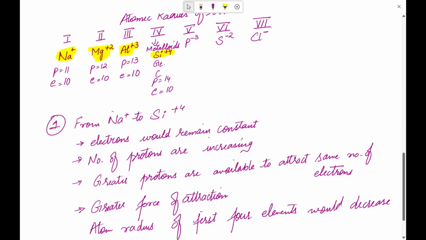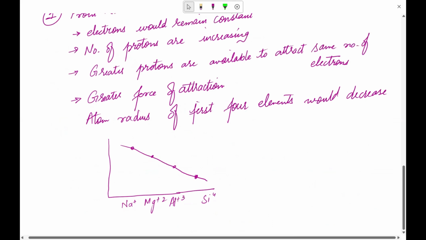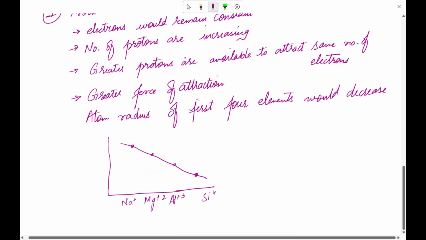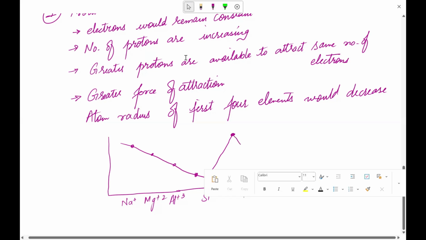From phosphorus, you might have seen this thing, that it is going to gain electrons. It is not losing electrons, so it is going to gain electrons. In the same way, sulfur is also going to gain electrons, and chlorine is also going to gain electrons. So what is going to happen because of it? After silicon, there would be a sharp increase in atomic radius, because phosphorus is gaining 3 electrons. But after phosphorus, there would be a decrease in sulfur.